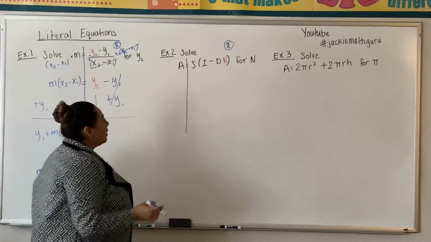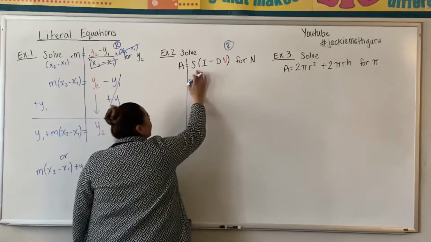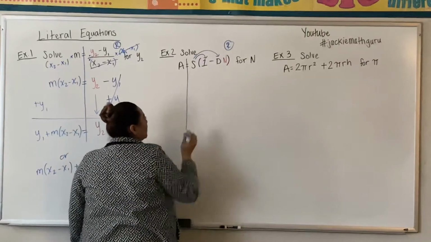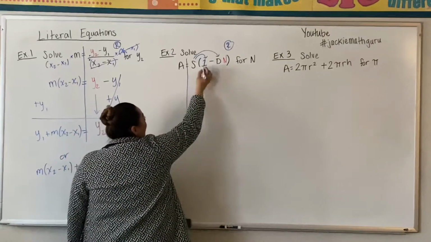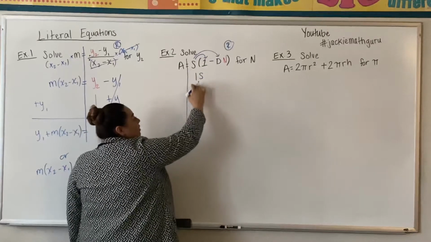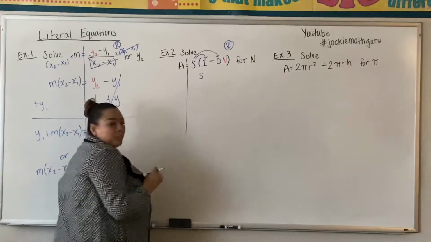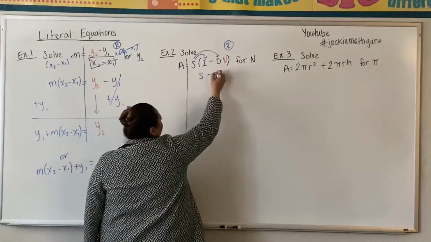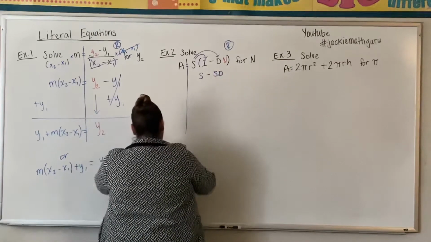So the first thing we're going to do is distribute the s, whatever we have on the outside of the parentheses, to everything that we have inside of the parentheses. So this becomes 1 times s is 1s, but since that 1 is an invisible one, we could just leave it as an s. s times 2dn is just minus s 2dn.